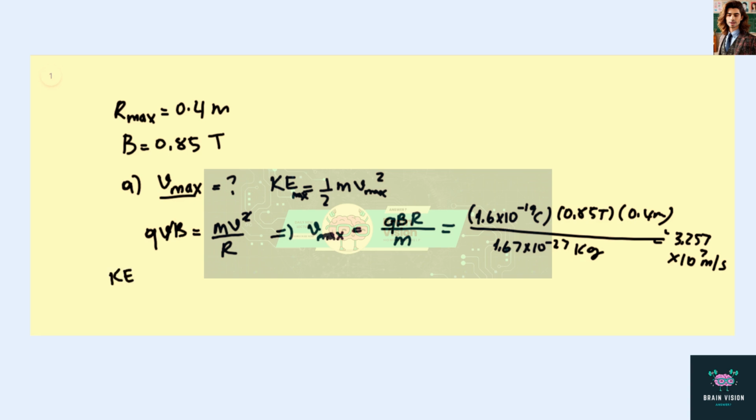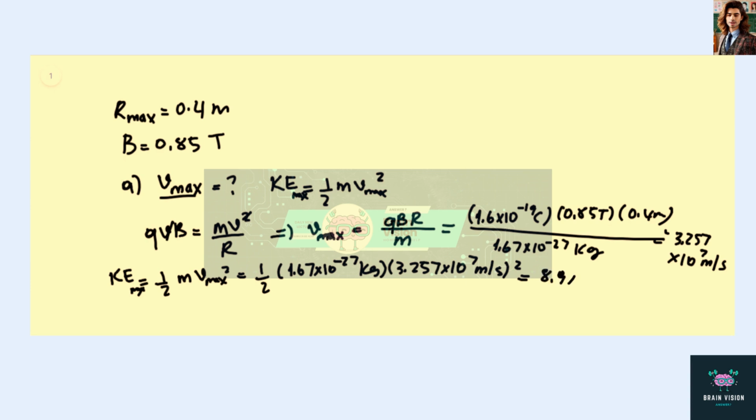Now calculating the kinetic energy, we're going to use 1/2 m v max squared. This is the maximum energy this proton can have. 1/2 times 1.67 times 10 to the power negative 27 kilograms times 3.257 times 10 to the power 7 meters per second, squared. Then we find the maximum energy to be, well, we're asked in both units, right? First, this would be 8.9 times 10 to the power negative 13 joules.